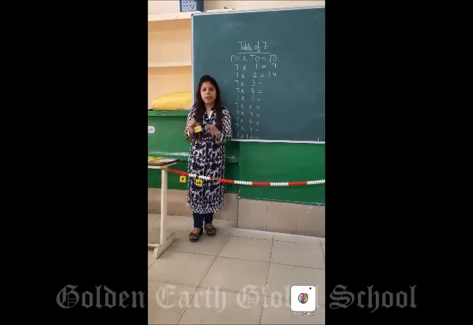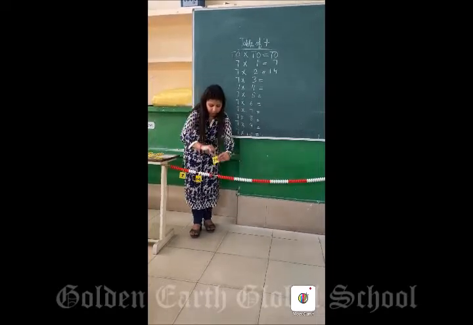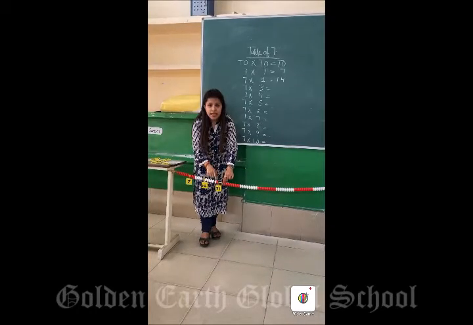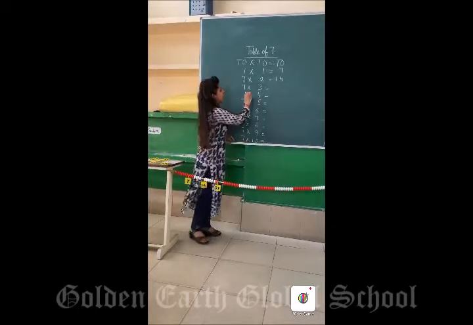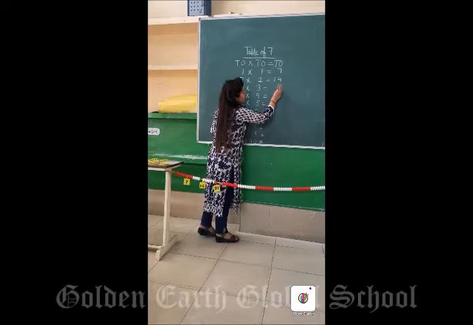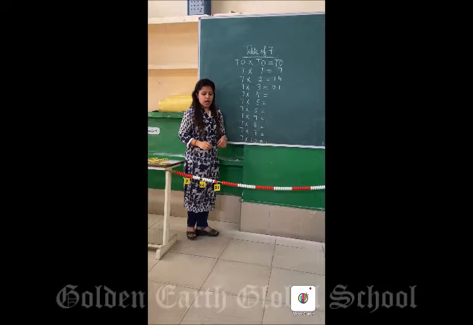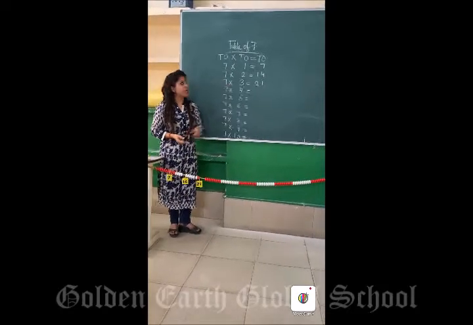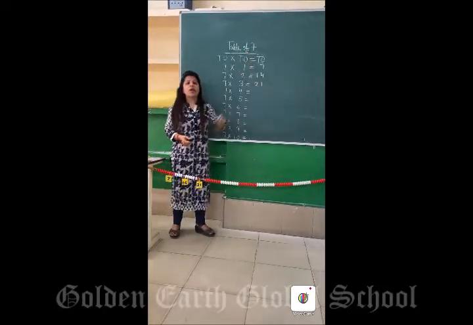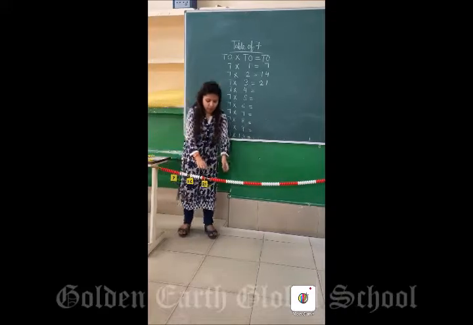So we will put a tag of 21. 7 threes are 21. So here we write 21. 1 under 1s and 2 under 10s. Clear? Again we will count how many beads? 7. Because we are doing the table of 7.